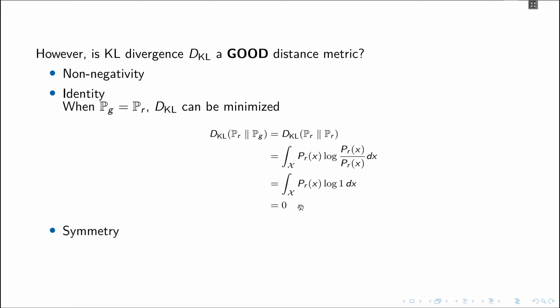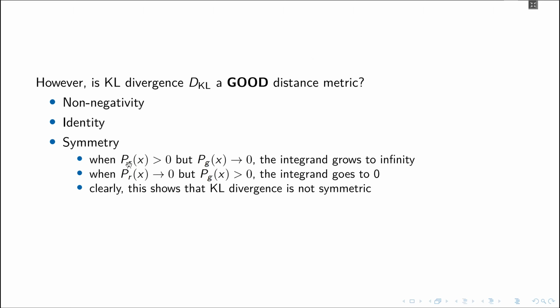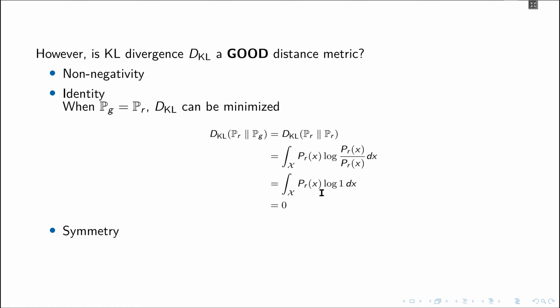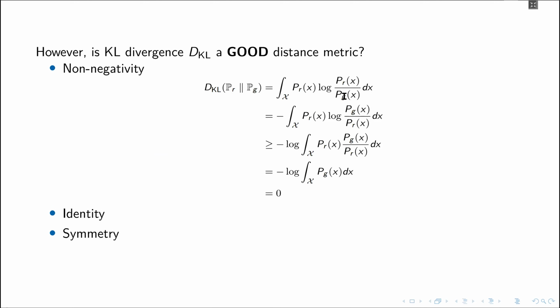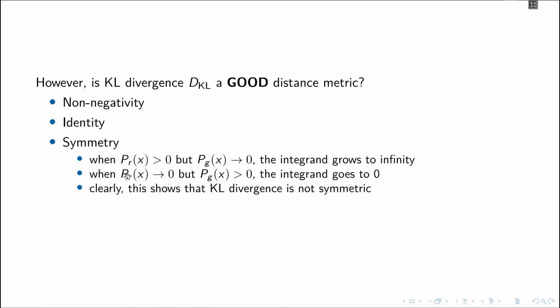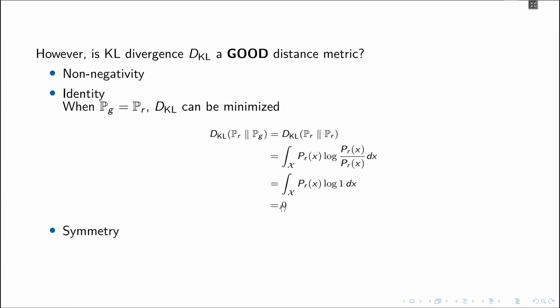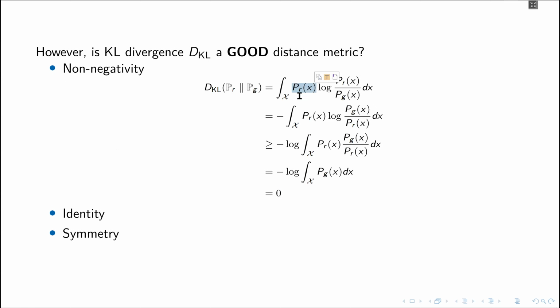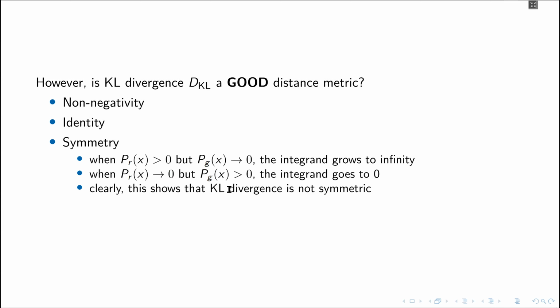How about symmetry? There is a problem. KL divergence is not symmetric. When PR is greater than 0 and PG approaches 0, the integrand, as you can see, this term can go to infinity. However, if PR approaches 0 and PG is greater than 0, as you can see, this term is 0 and the integrand goes to 0. It means that KL divergence is not symmetric.